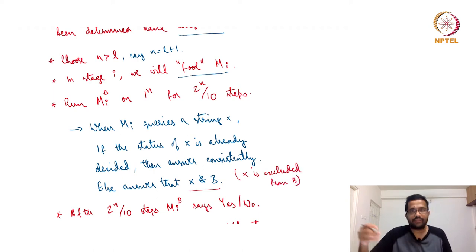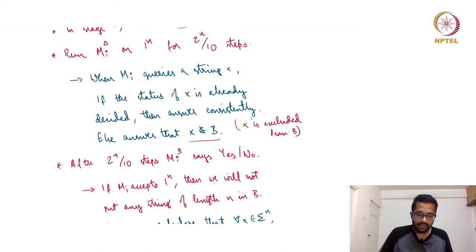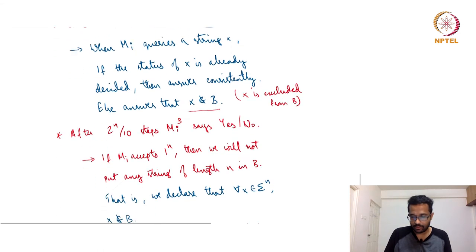And from now on, whenever this particular X is queried, it will be said that it is not in B, right? Now we run M_i on 1^n with the oracle B for 2^n divided by 10 steps. Notice this number is very interesting because this is kind of exponential time, which means it is bigger than any polynomial that you can think of, but it is still smaller than 2^n, and that plays a role, right?